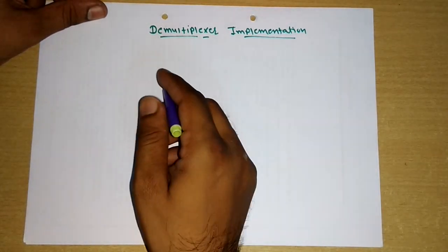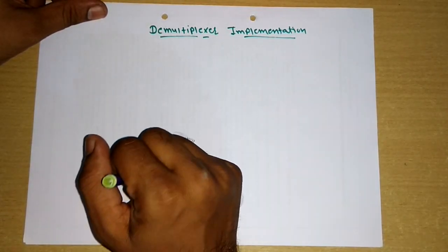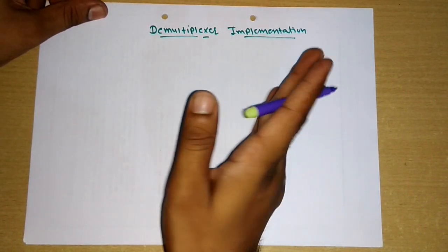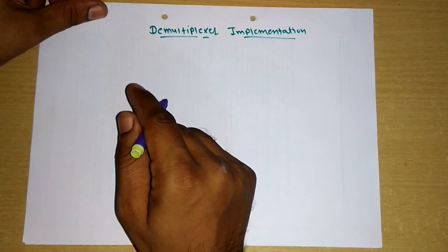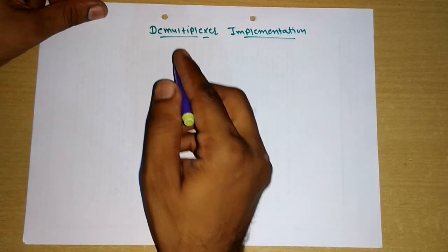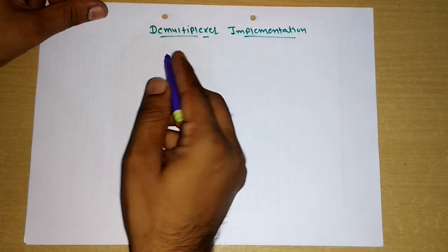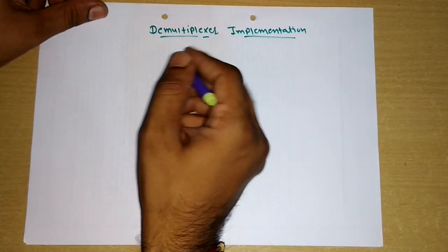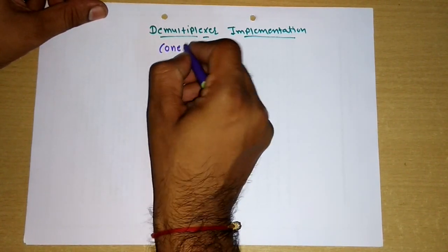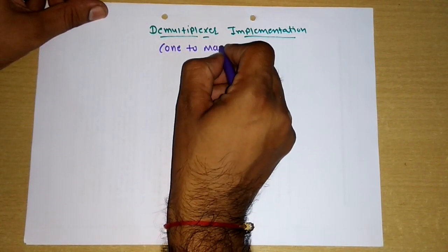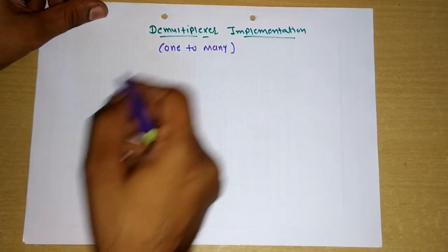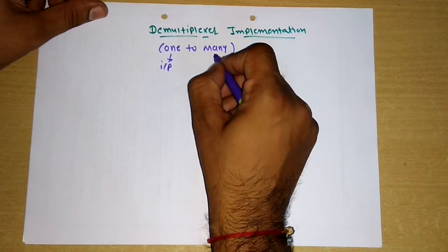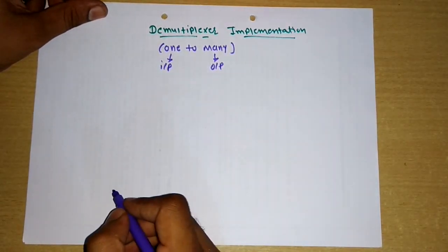Hello students, today we are going to see how the demultiplexer circuit works. If we see the logic of the demultiplexer circuit, it is totally the reverse of the multiplexer circuit. In the last video lecture we have seen that a multiplexer is a many to one type of circuit. Similarly, a demultiplexer is a one to many type of circuit. So what is one and what is many? One is the number of inputs and many is the number of outputs.